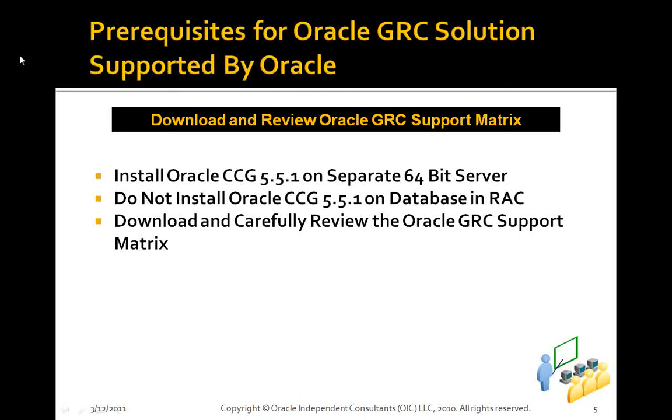Now, what are the prerequisites? We talked a little bit about it, and we'll discuss them a little bit more. As I mentioned before, you must install Oracle CCG 5.5.1 and configure CCG with at least one Oracle EBS instance, such as a test or development instance. CCG 5.5.1 must be installed on a physical server such as a Linux x86-64. Moreover, CCG must be configured with an EBS instance that is not installed in a RAC environment, and make sure that you review the Oracle support matrix.